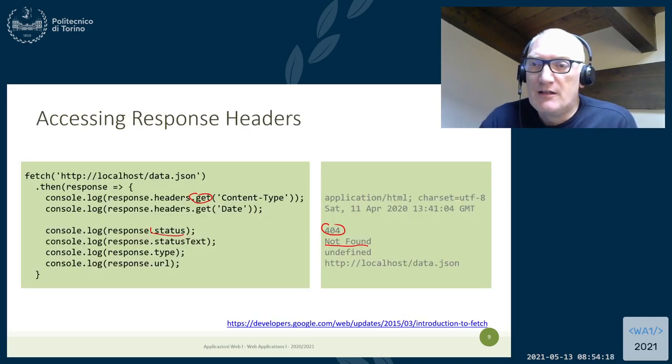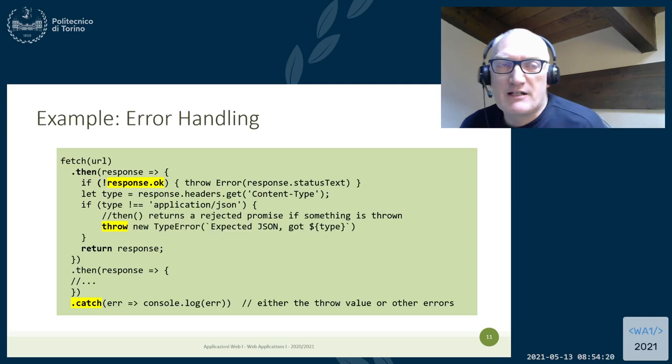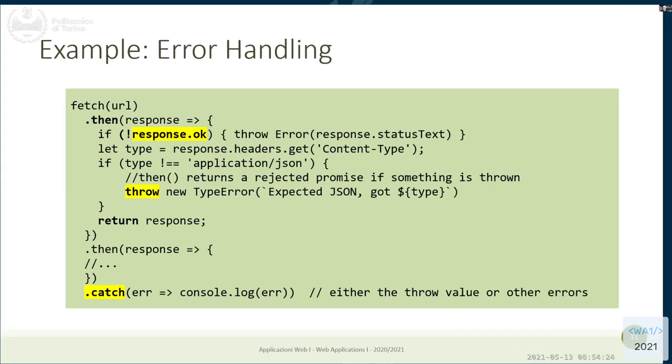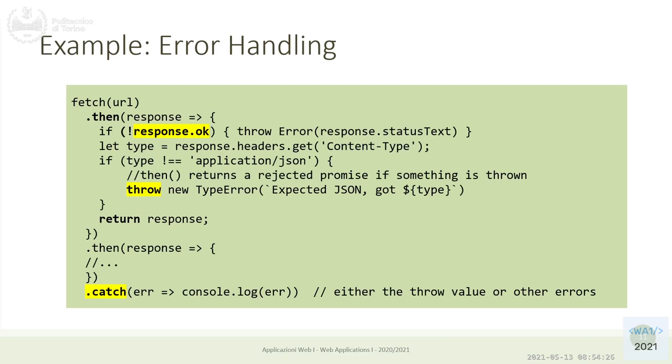So this is an example code for handling this situation, where we have the response and later on the catch method. We are issuing a fetch, which will give us a promise. This promise may be rejected or fulfilled. If it's rejected, we go here. So the promise is rejected.